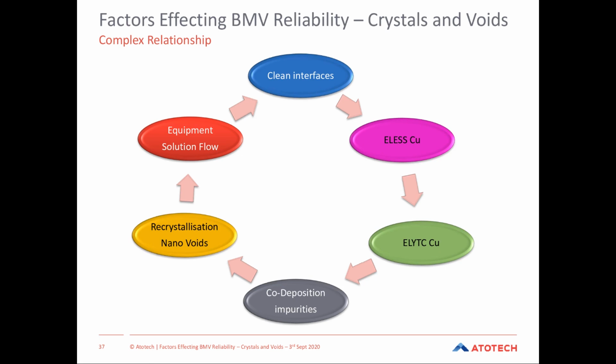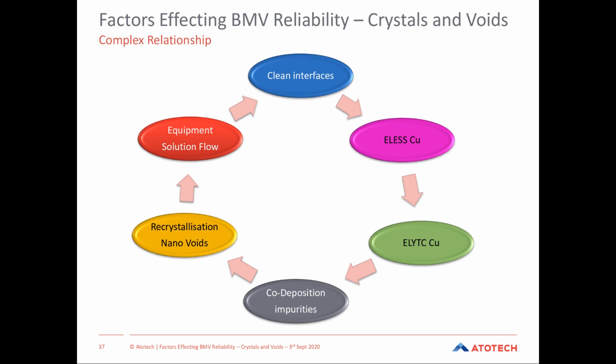Last slide, almost. As I said earlier, it's a very complex relationship. Everything has to be not quite perfect, but pretty darn good in order to get a reliable joint. Interfaces have to be clean. Your electroless copper bath has to be in control and running correctly and optimized. Similarly for electrolytic, because both of those can lead to co-deposition, and impurities in the bath can potentially lead to impurities in the layers, and that will affect recrystallization.